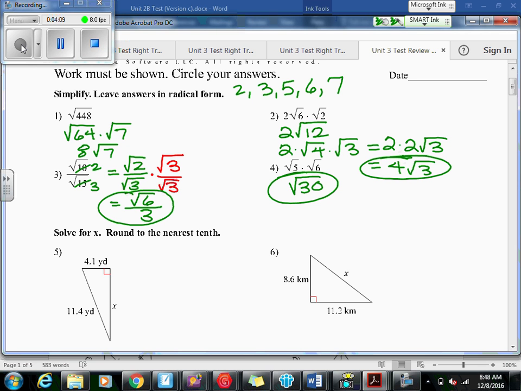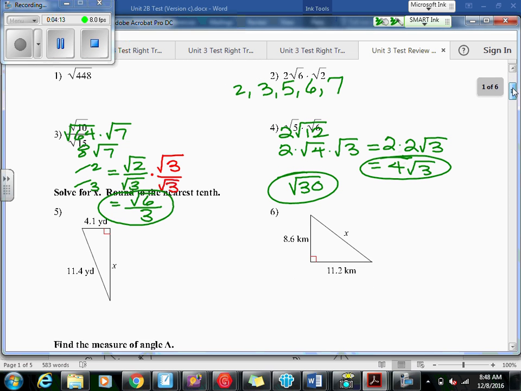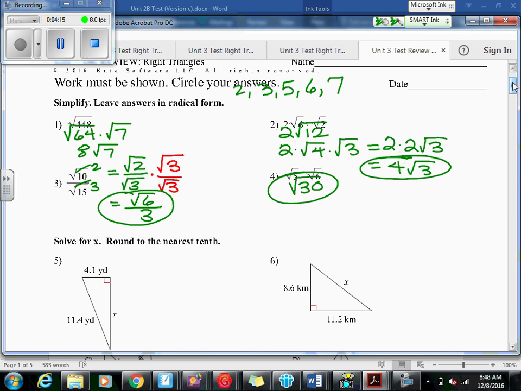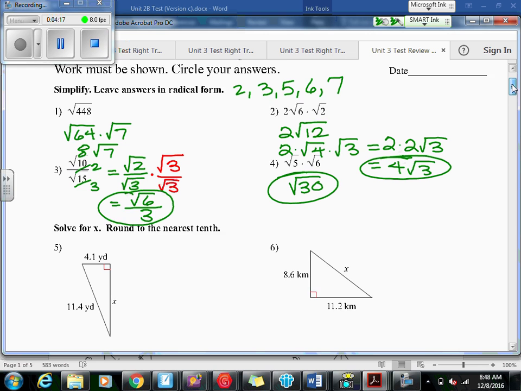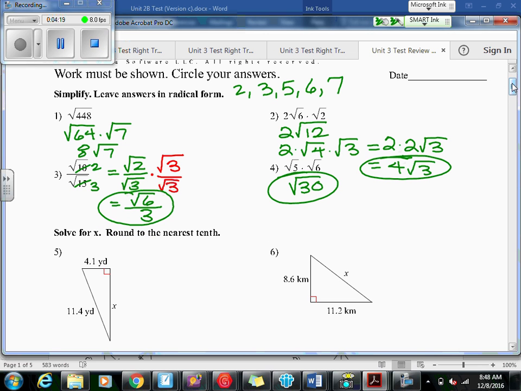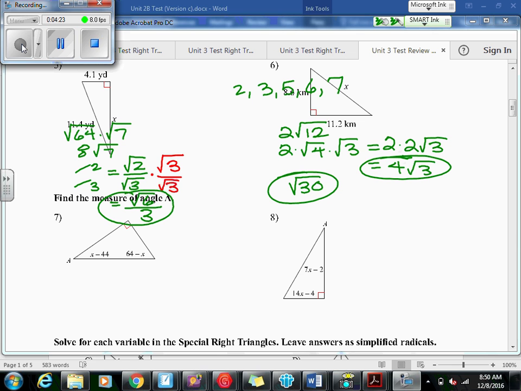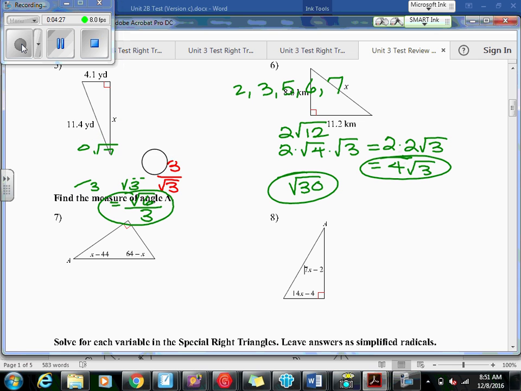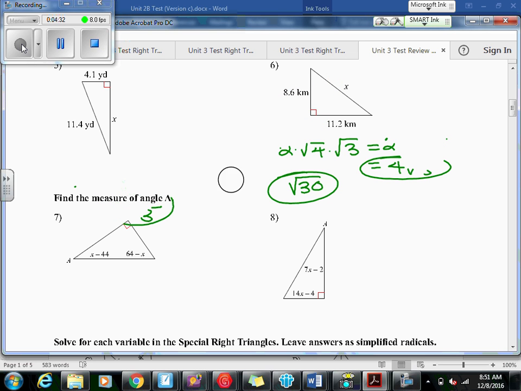All right. Let me scroll down, and we'll look at number 4 and 5. Well, actually, I think I'm going to pause for a minute. Okay, so I'm going to erase what I have here, and then we're going to do numbers 5 and 6.